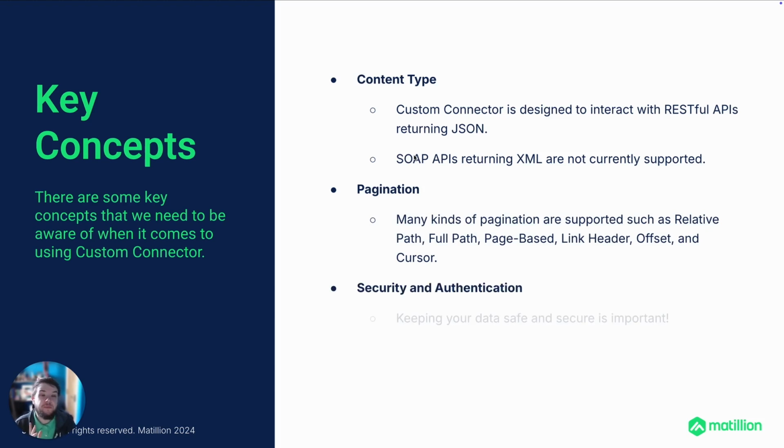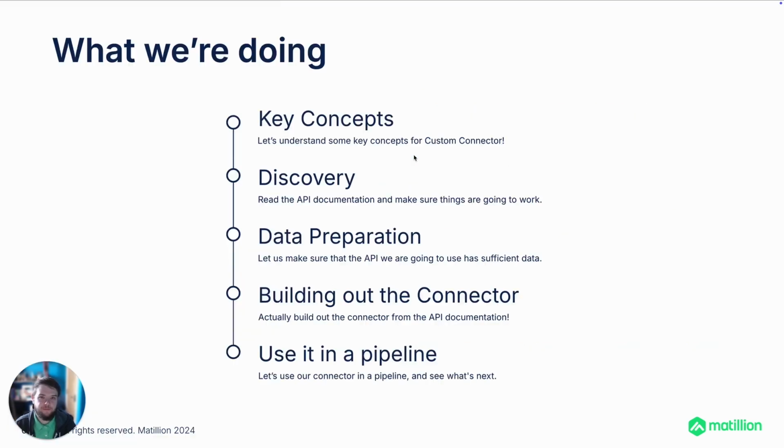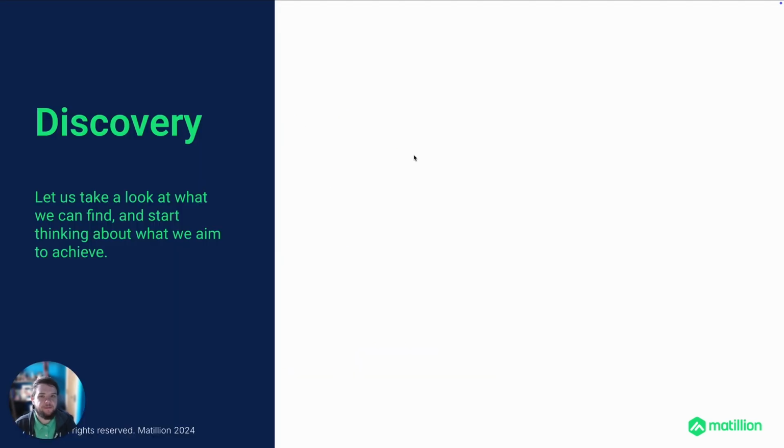And then for security and authentication, well, we all know it is super important to keep your data safe and secure. And again, Custom Connector helps with that. There's many different types of security in Custom Connector, and you can utilize things such as basic auth, API keys, or even OAuth. So now that we understand the key concepts a little bit better, let's look at discovery.